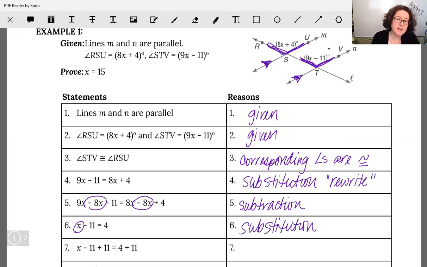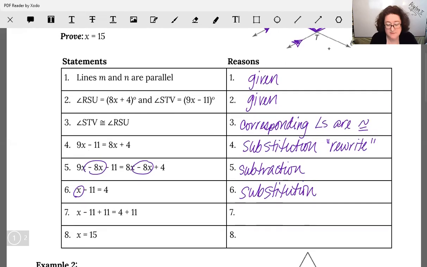Alrighty, then our next step would be, again, isolate the x. So we would have to add an 11 to both sides. So our rule is just addition, because that's all we're doing. And then our last step, if we're just rewriting what we've got when we do 4 plus 11 on the right-hand side, or -11 plus 11 on the left, rewrite step, substitution.